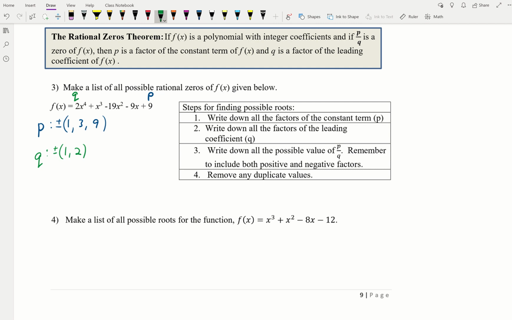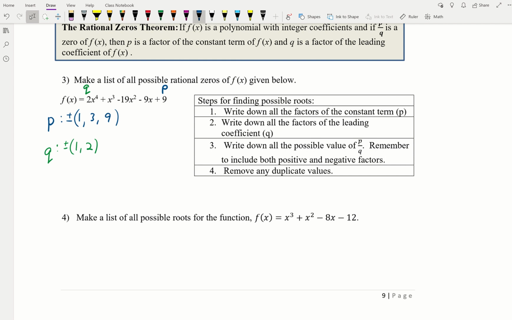The rational root theorem tells us that the possible rational roots are going to be combinations of p over q. So we're going to make our list of possible zeros. And I'm going to do 1 divided by 1, which is 1. 1 divided by 2, which is 1/2. Then I'm going to do 3 divided by 1, which is 3. 3 divided by 2, which is 3/2. 9 divided by 1, which is 9. And 9 divided by 2, which is 9/2. So those are, and again, plus or minus, those are the possible rational zeros.